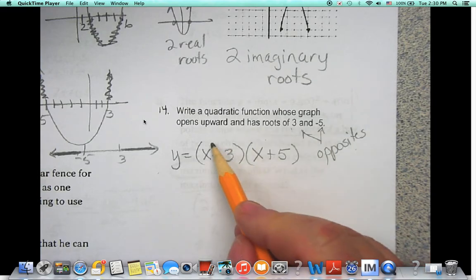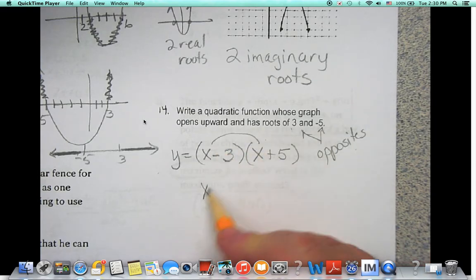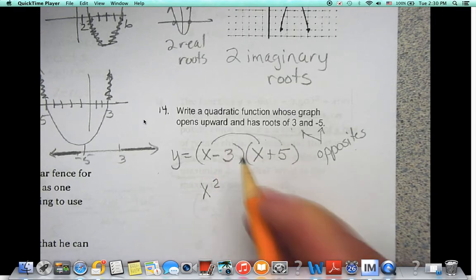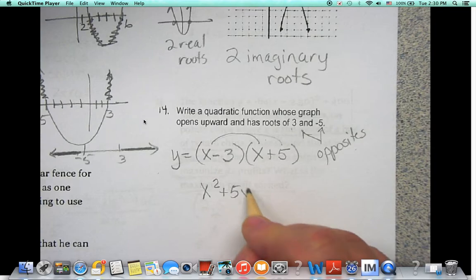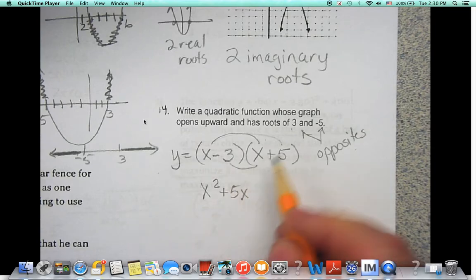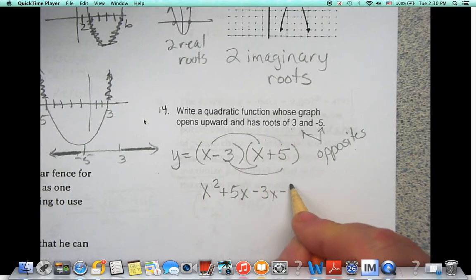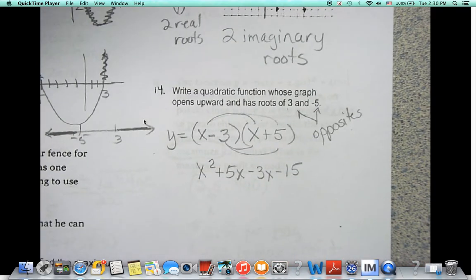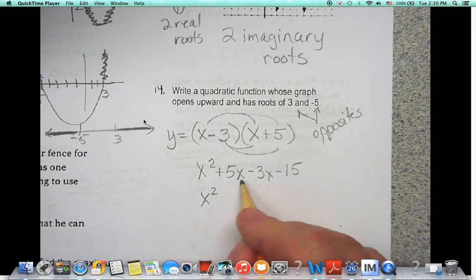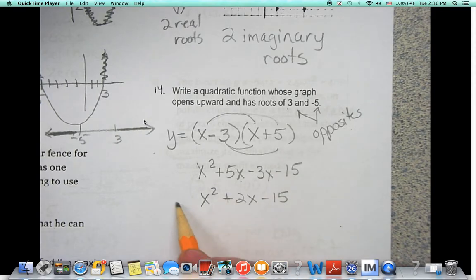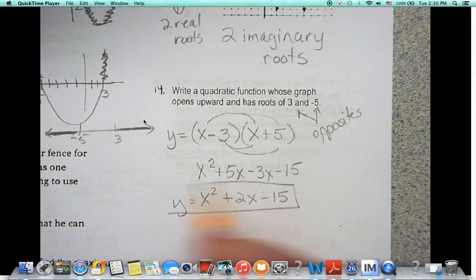FOIL it. So x times x is x squared. Then x times 5 is 5x. Then -3 times x is -3x. And -3 times 5 is -15. So x squared, and what's 5x minus 3x? Positive 2x minus 15. There is your quadratic function that has roots of 3 and -5.